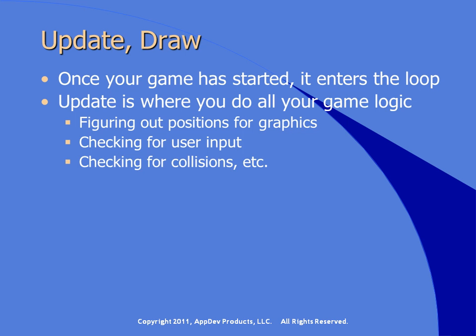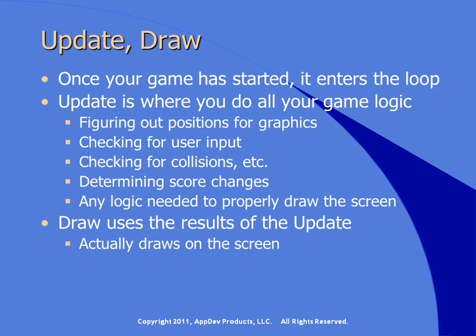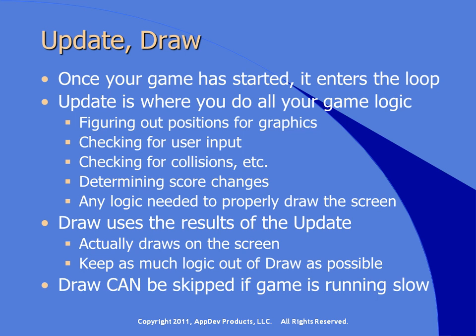Do we make them bounce off each other? Or do we show an explosion, etc. there? Keeping track of scores, it's all that. Pretty much any logic that your game is going to require is going to be at least called from update, if not in update itself. Draw then uses the result of the logic that we ran up in update and then actually draws the stuff up on the screen for us. And as I said, you want to keep as much logic out of draw as possible so that it runs as quickly as it can, because if things do slow down, remember, the runtime can skip draw.